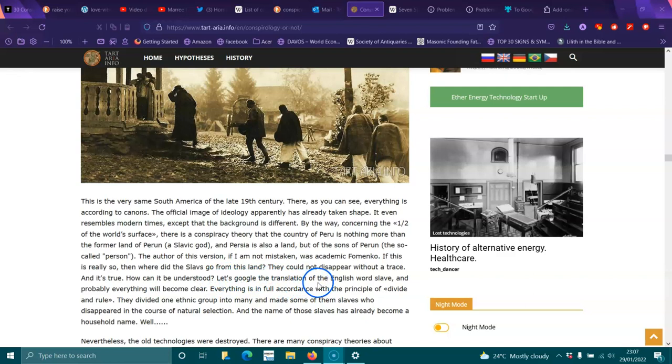Let's Google the translation of the English word slave, and probably everything will become clear. Everything is in full accordance with the principle of divide and rule. They divide one ethnic group into many, and some of them, slaves who disappeared in the course of natural selection, and in the name of those slaves have already become a household name.